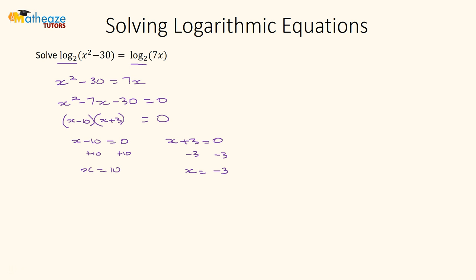So let's look at this. We're going to try to plug this in. Let's look at the left hand side. x equal to 10. So 10 squared is 100 minus 30, 70. Positive, so that's a good number. What about negative 3? Negative 3 squared is going to give us 9. 9 minus 30 is negative 21. We can't get the log of a negative number. So what we're going to do here is say x equal to 10 because it's the only valid number that makes this equation accurate.